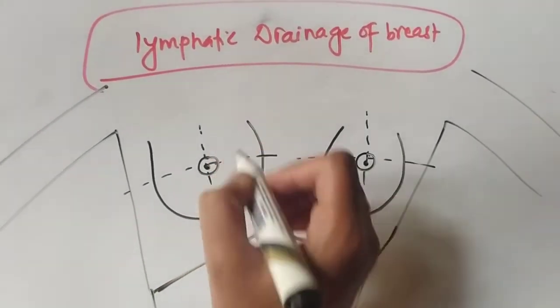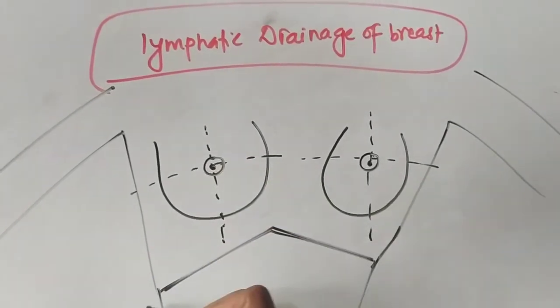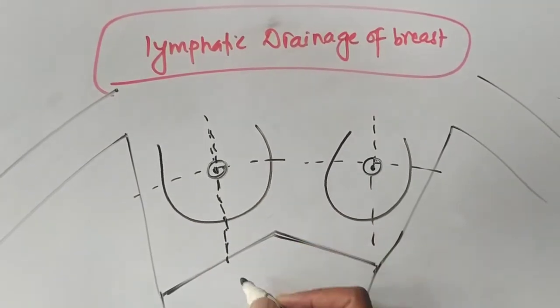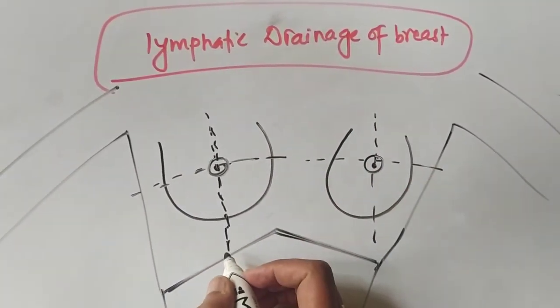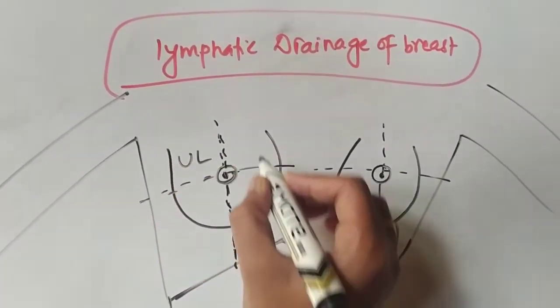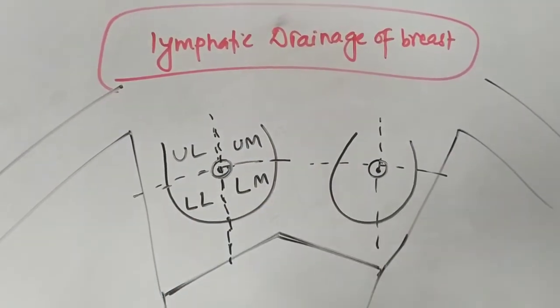So basically the breast can be divided into the 4 quadrants from the nipple region. So let's suppose from the nipple I am drawing an imaginary one vertical line and one horizontal line in both breasts, and in this way the breasts are divided into the 4 quadrants. So let's suppose this is the upper lateral quadrant, this upper medial quadrant, this is a lower medial quadrant, this is a lower lateral quadrant.